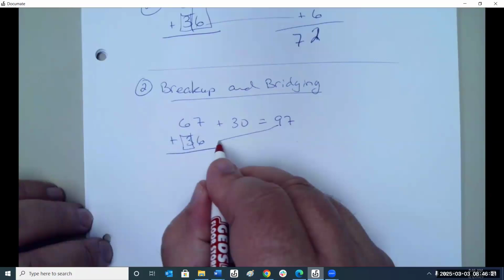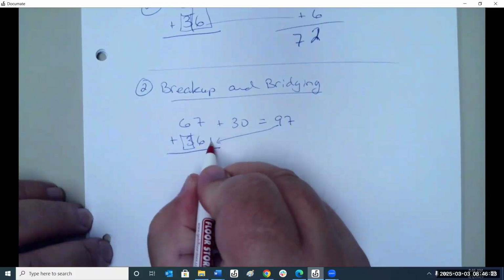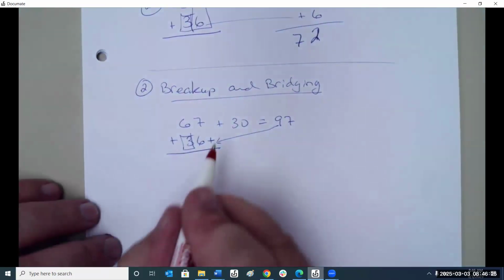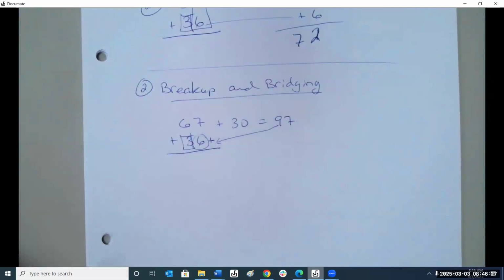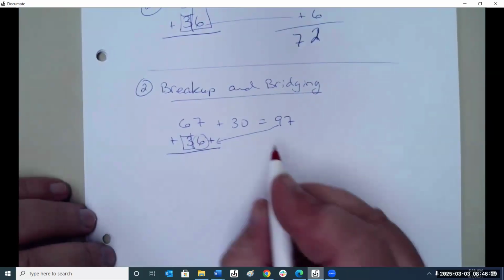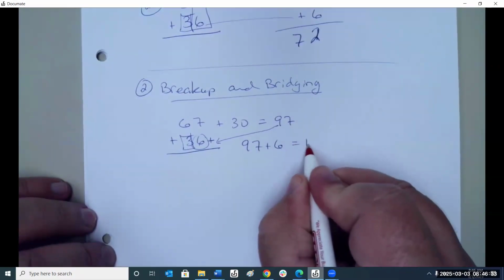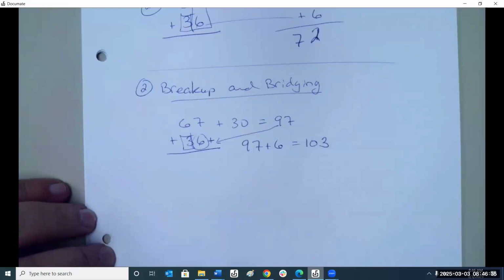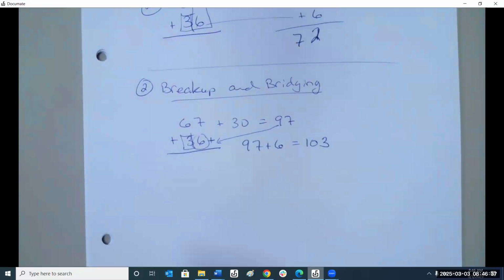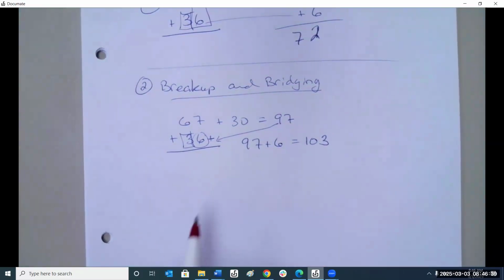This 97 is added to that number. So 97 plus 6 is 103. So 7 plus 6 is 13. Carry the 1.